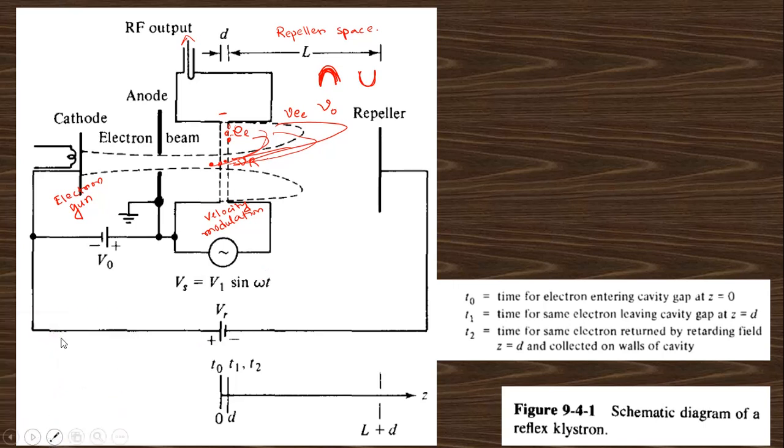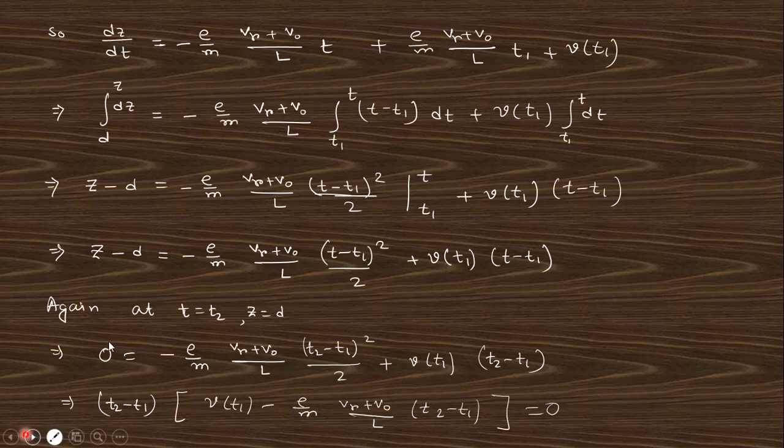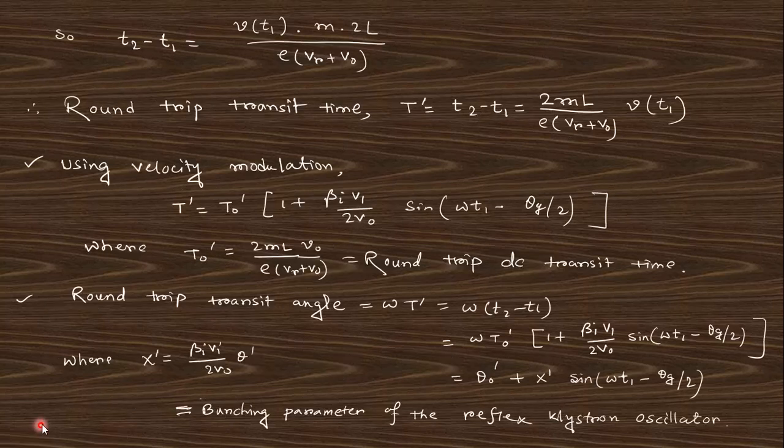Next, you can see here the mathematics of the reflex klystron. That is, the total electric field is like that. Here we neglect the space charge effect, and the field is spatially constant, not temporal. For the equation, force equals electron charge into field, like that. Here we neglect this value because the DC voltage is very high. So if you solve this one, you can clearly get this expression. You can check this throughout the calculation. I think you can do this very well, no problem.